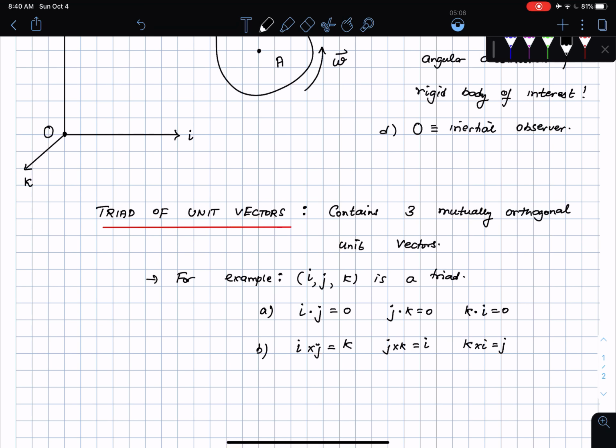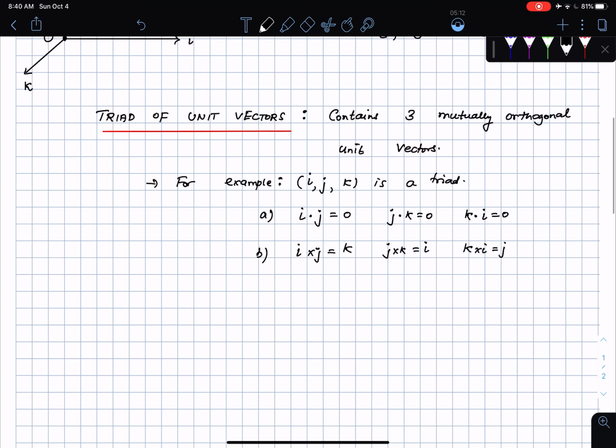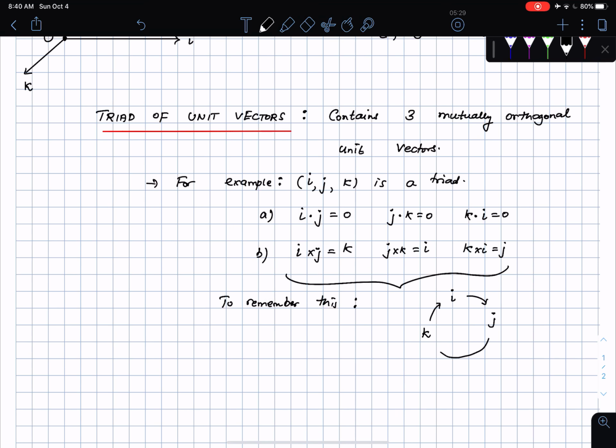A very nice way of remembering this is by the following figure. To remember this, you draw this figure i, j, and then k. Then you go in the clockwise direction, and then you put a positive sign there.